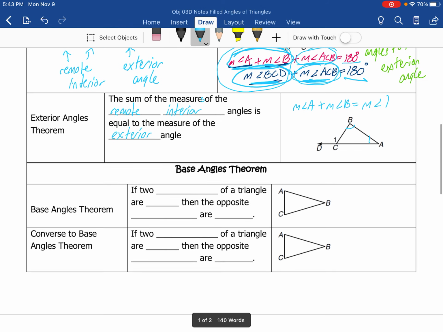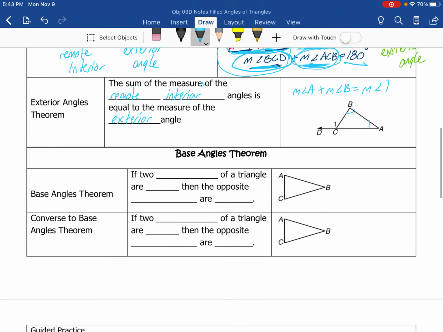Okay, so I have just two more things to explain, and then I'm going to make a separate video for the practice. So the next thing is called the base angles theorem. The base angles theorem says that if two angles of a triangle are congruent, so basically if angle A is congruent to angle C, then, and this actually makes sense with what we did before, side AB must be congruent to side CB.